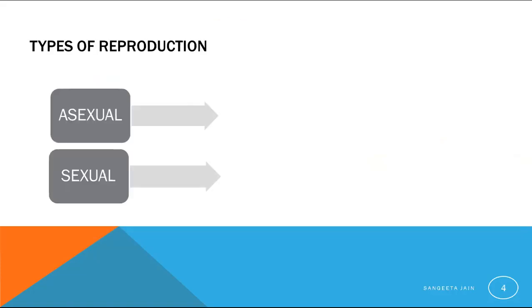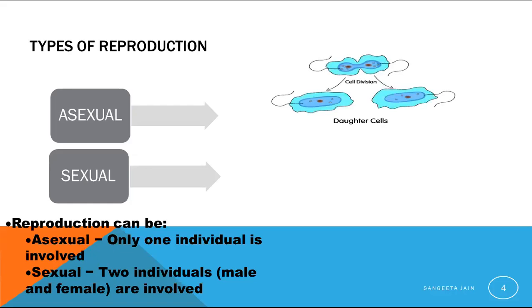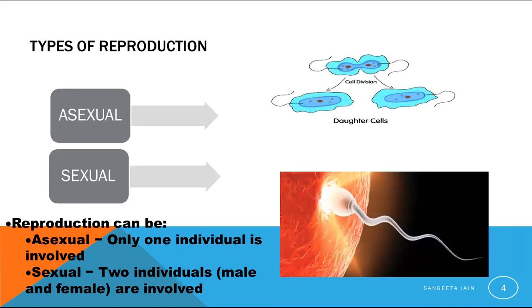Basically, there are two types of reproduction: asexual and sexual. In asexual reproduction, the organism or the parent cell divides to give rise to morphologically and genetically identical organisms called clones. However, in sexual reproduction, gametes from the male parent fuse with the gametes from the female parent to form a zygote.